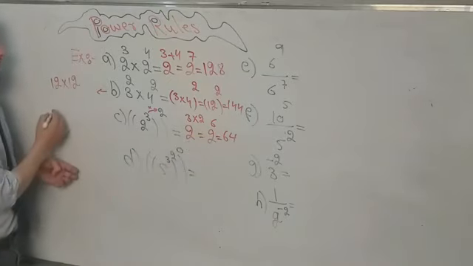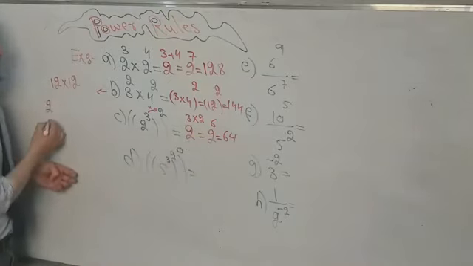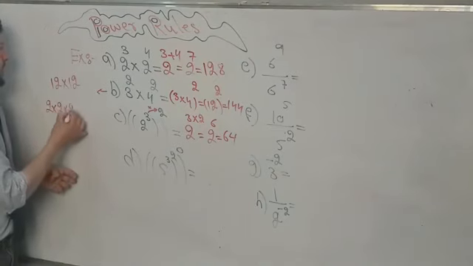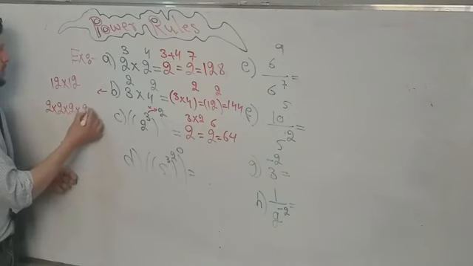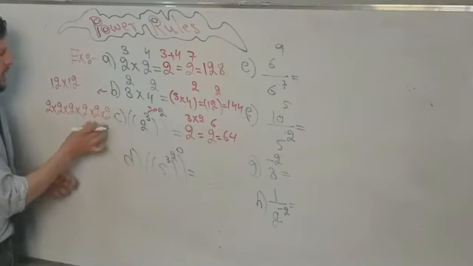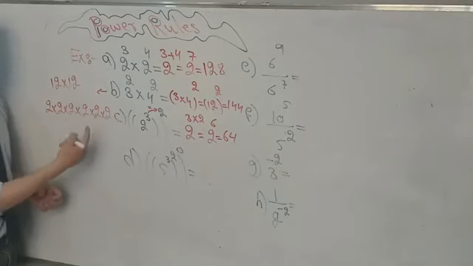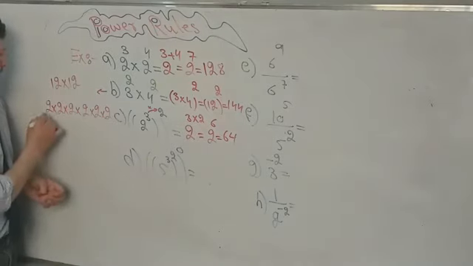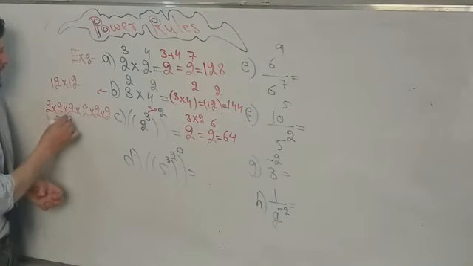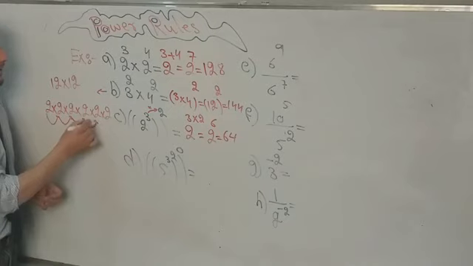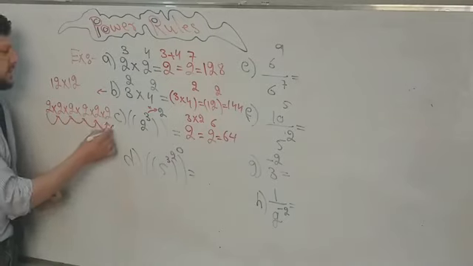How can you write this? It means you have six 2s: 2 multiplied by 2 multiplied by 2 multiplied by 2 multiplied by 2 multiplied by 2. If you multiply this, 2 times 2 is 4, 4 multiplied by 2 is 8, 8 multiplied by 2 is 16, 16 multiplied by 2 is equal to 32, and 32 multiplied by 2 is equal to 64.